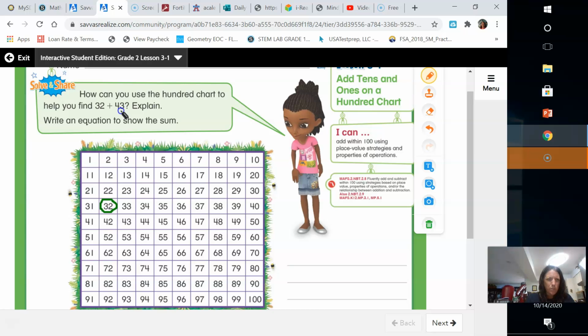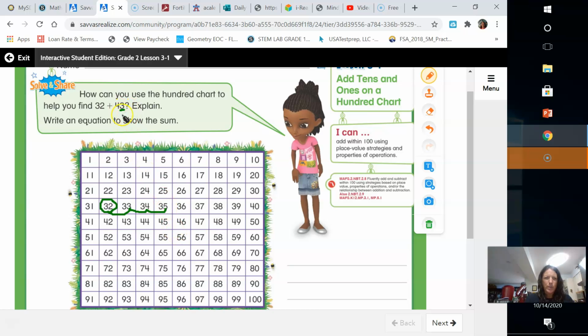All right, so this is the ones place. How many ones do we have to add? 3. Are we going to go across 3 or down 3 if we're adding ones? We're going to go across. The number is going to get 1 bigger going across. So let's move 3. 1, 2, 3. Okay, we're going to stop there. We've added the ones now.